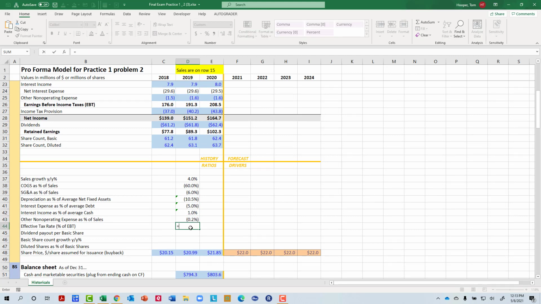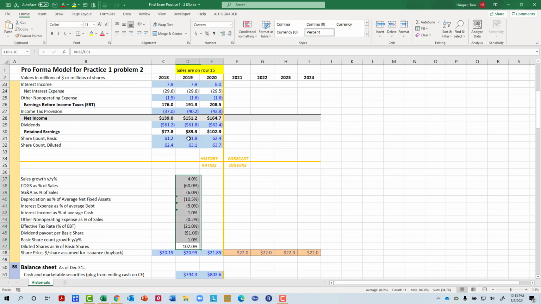The effective tax rate is the tax provision divided by the taxable income, and the payout per basic share is dividends divided by shares. Share growth is shares over last year's shares minus 1, and diluted as a percent is this over that. So we have some ratios.